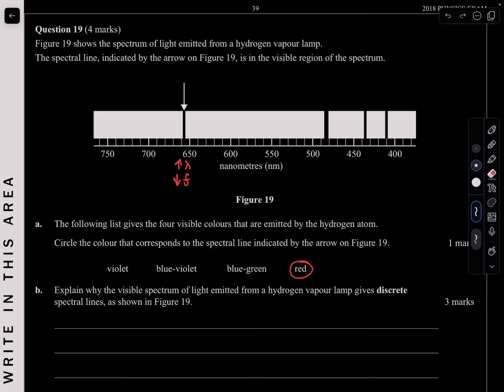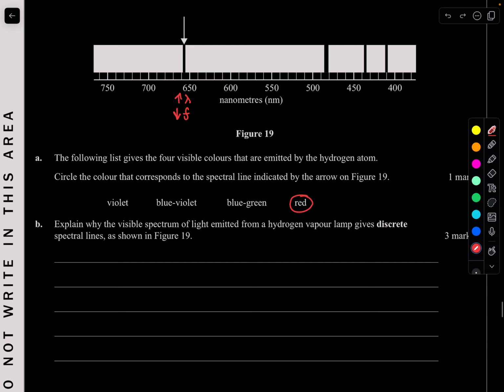So basically, that arrow corresponds to red, and violet would become that one there. Easy. Explain why the visible spectrum of light emitted from a hydrogen vapor lamp gives discrete spectral lines as shown in figure 19. What a beautiful last question.